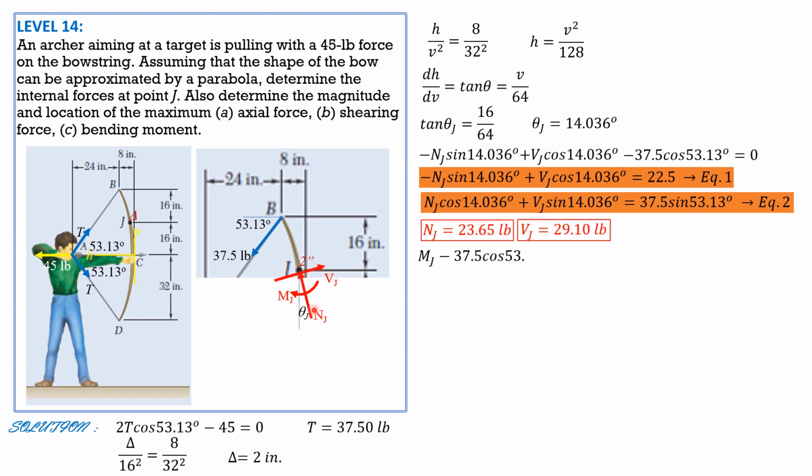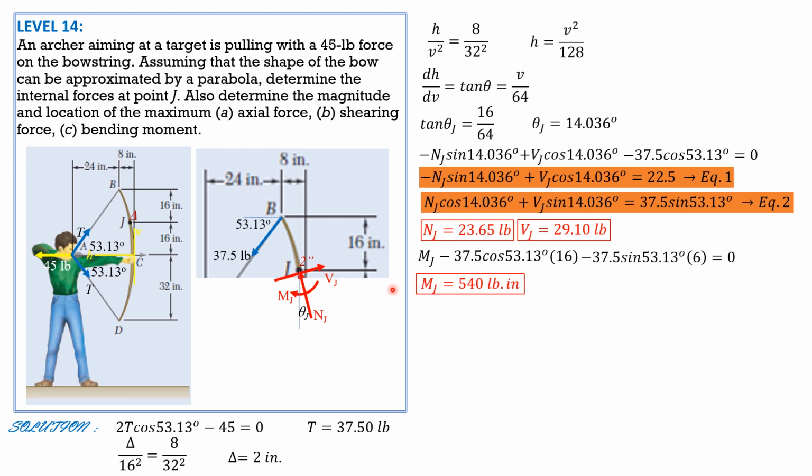For the moment, summation of moment about J equals 0. So Mj minus the moment of the horizontal component, 37.5 cosine 53.13, the moment arm is 16. Then minus the moment of the vertical component, 37.5 sine of 53.13, and the moment arm is only 6, not 8, 8 minus 2. So minus 37.5 sine 53.13 degrees times 6 equals 0.